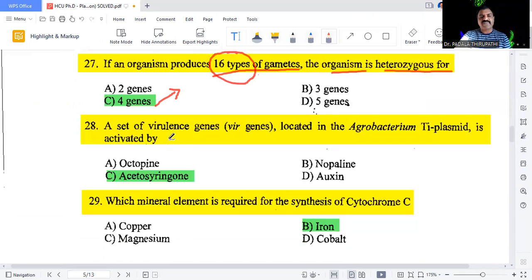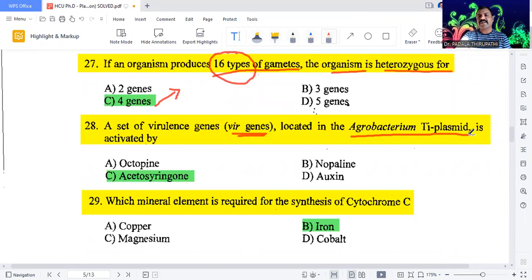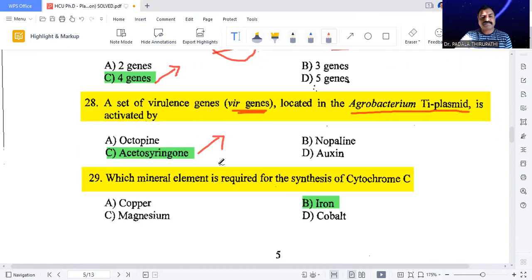And a set of virulence genes, which we can also call Vir genes, is located in the Agrobacterium Ti plasmid, the tumor inducing plasmid. The Ti plasmid is activated by acetosyringone.